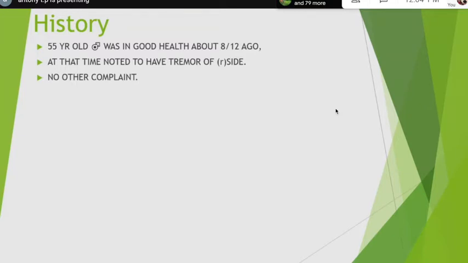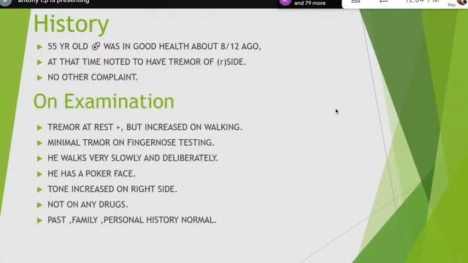So here it is specifically mentioned: it is the tremor of the right side. Yes, sir. Okay, carry on. You are given more details, no? No, sir, we got only the history. You got it now on examination. You can see now. Okay, sir, I can see.